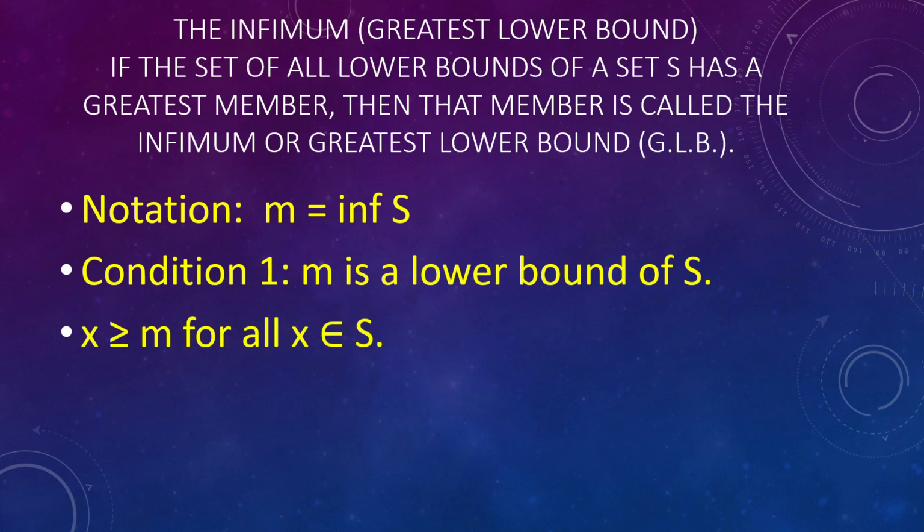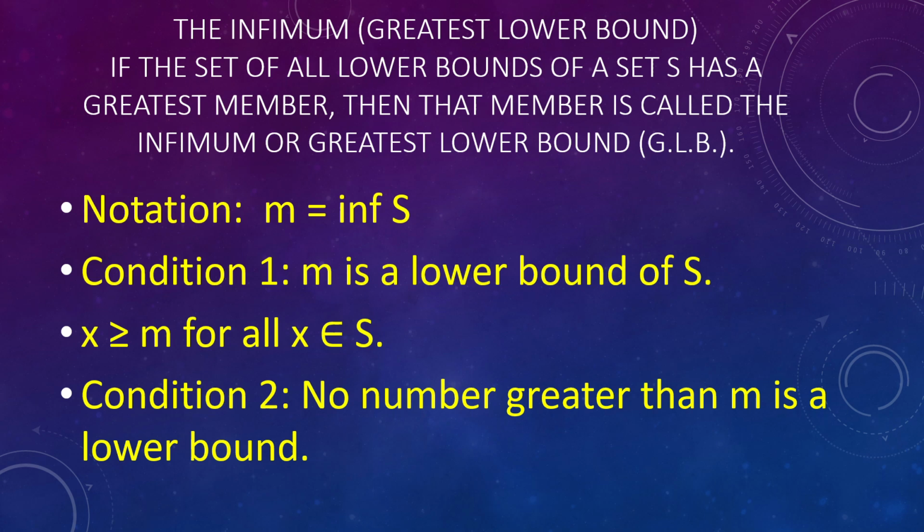To establish that M is the infimum, two conditions must hold. First, M must be a lower bound. Every element of the set must be greater than or equal to M. Second, no number greater than M should remain a lower bound. In simple terms, M is the tightest possible floor of the set. It is a lower bound, but if we move even slightly above it, the lower bound property is lost. The concept of infimum is completely analogous to the concept of supremum.